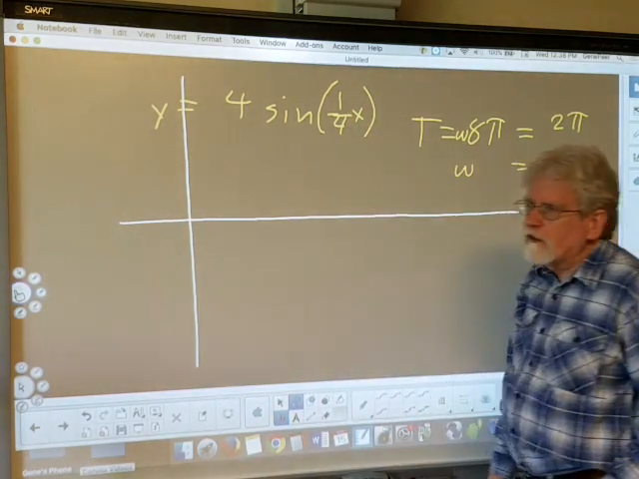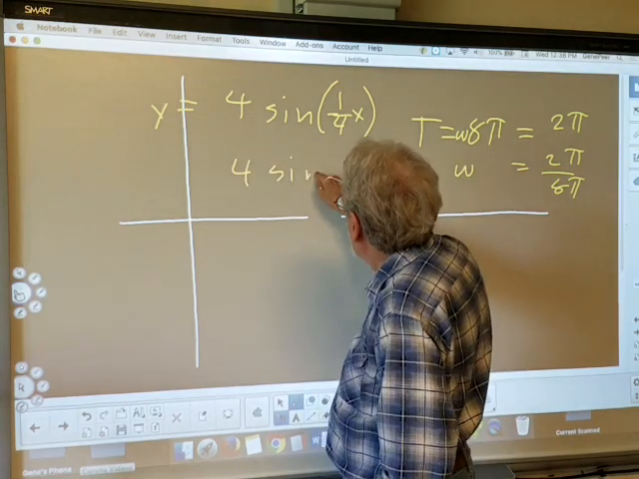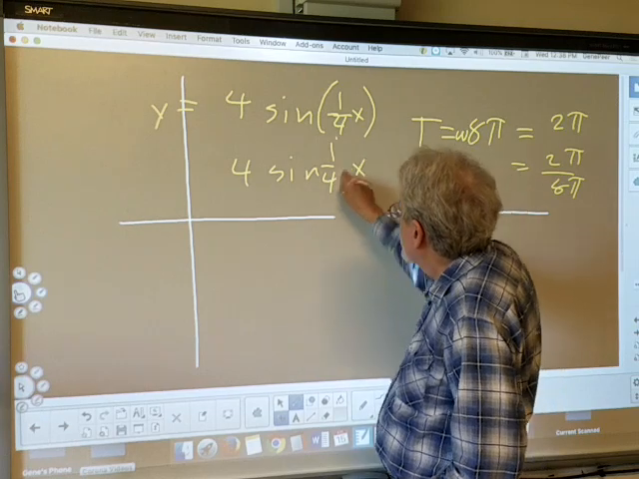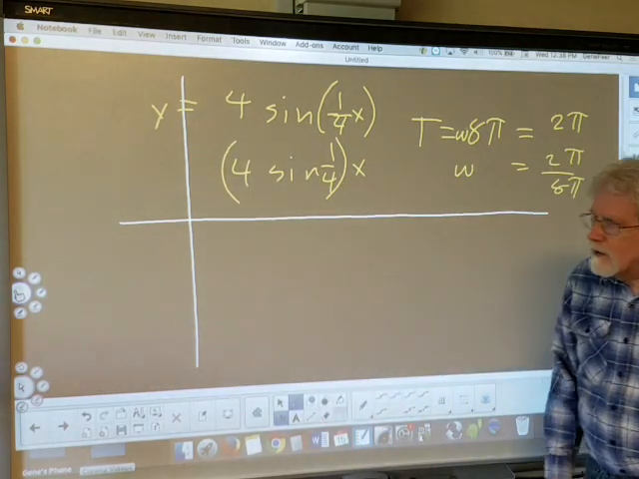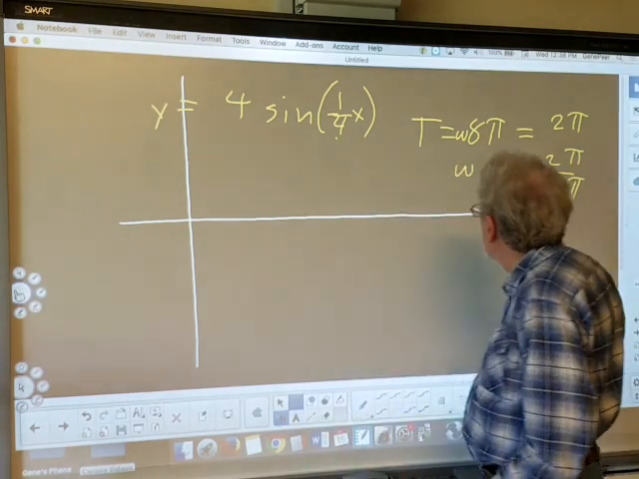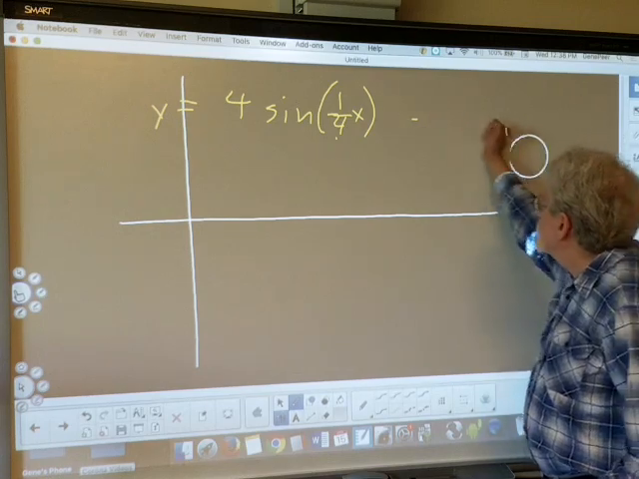By the way, those parentheses are important. Without the parentheses, we would have 4 sine of 1/4, and that would mean take the whole thing and multiply by x, which is not what we mean at all. Those parentheses are vitally important. All right. Moving on.